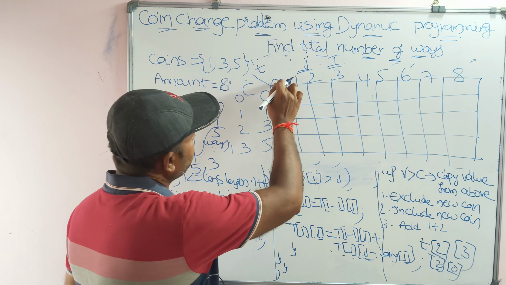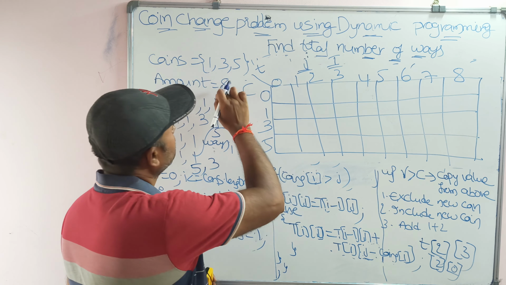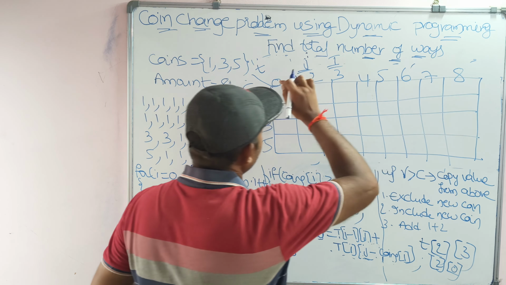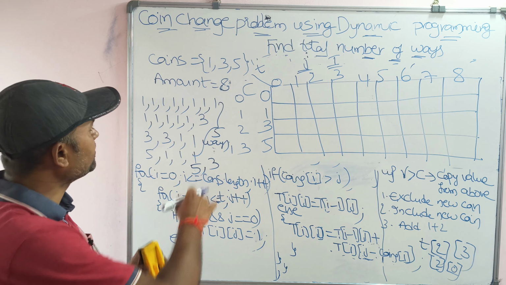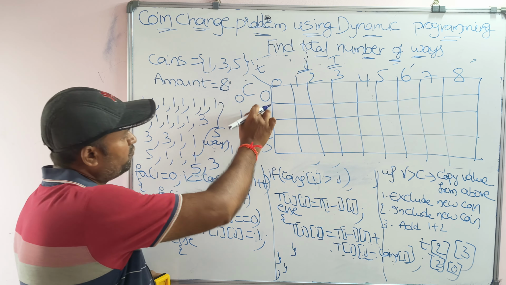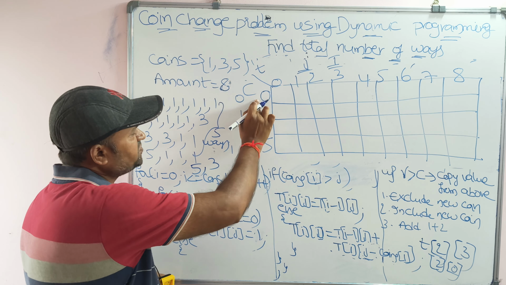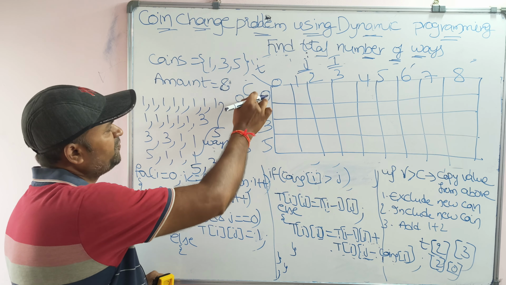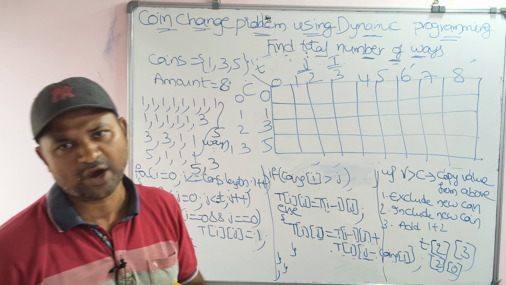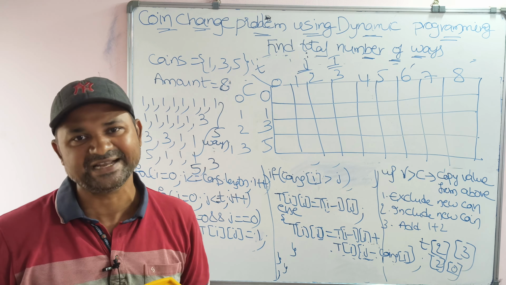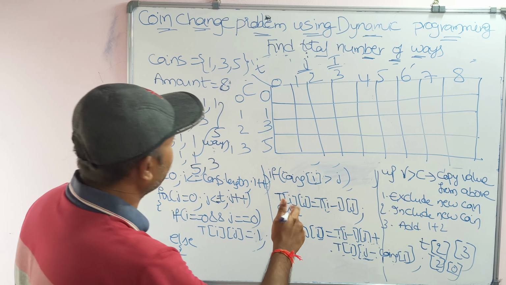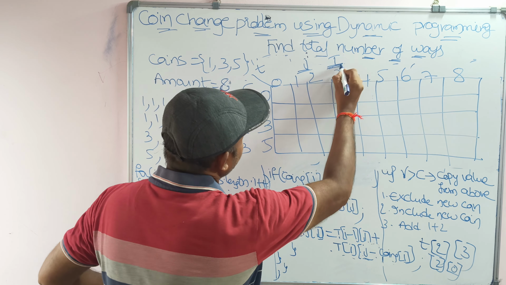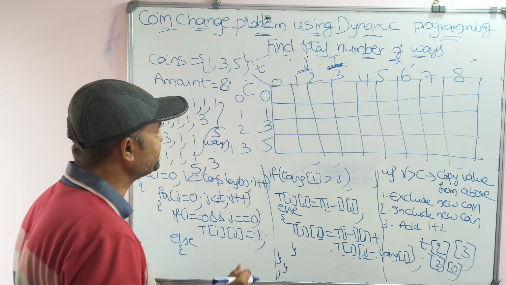Here the column numbers are from 0 to 8. So 0, 1, 2, 3, 4 likewise. Whereas the row labels are these coins, 1, 3, 5. First we have to take a 0 coin, so before 1 we have to take the 0 coin. This is for the base condition. These are the coins. Here the matrix name is T.